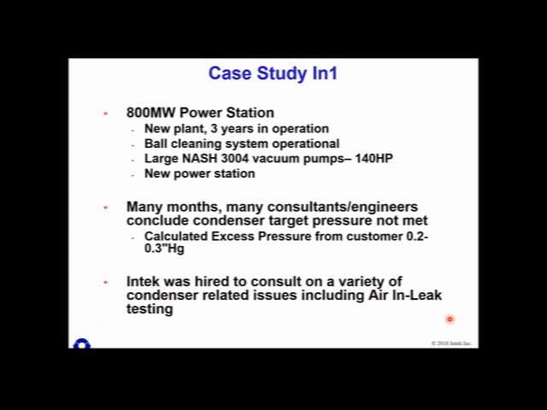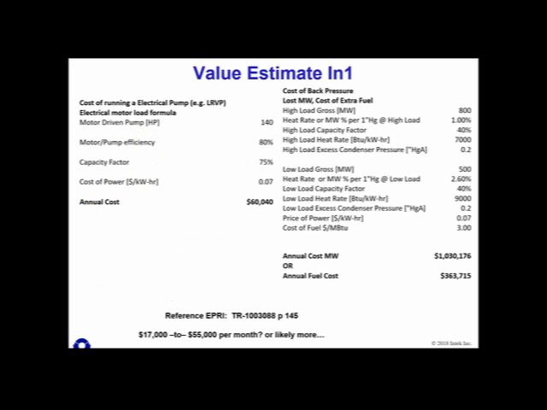So we were asked to go overseas and perform some testing, so we drew up a nice test plan and installed some instrumentation there. So I'll go over that. So here's the value estimate. The value estimate is 2/10 at 800 megawatts, 2/10 at 500, their idle load. So we're looking at a $17,000 to $55,000 per month type problem. So that's the value of this problem.